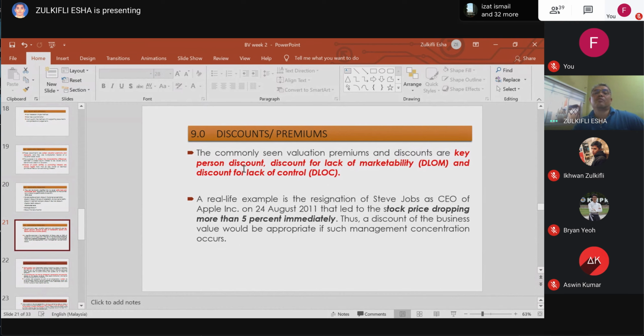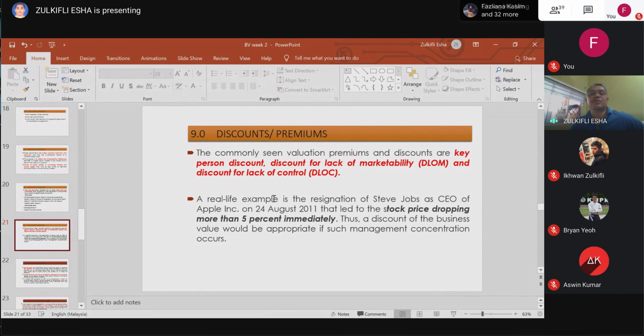So the commonly seen valuation premiums and discounts are key person discount, discount for lack of marketability, DLOM, and discount for lack of control, DLOC. These are the most common discounts lah, which are involved as far as business valuation is concerned. So since these are the most common discounts or premiums associated with business valuations, surely lah, we will give more attention to them. Key person discount: we need to know what it means. Discount for lack of marketability: when does this happen? And discount for lack of control, so we will go through later.